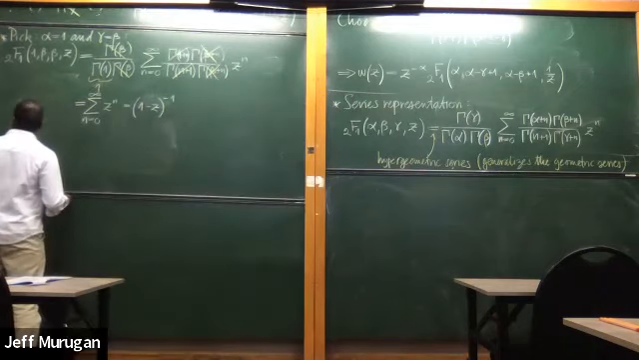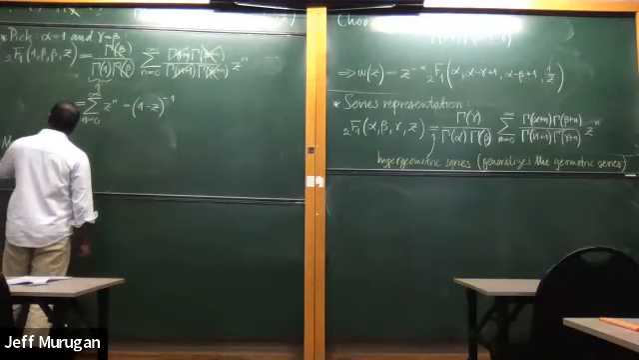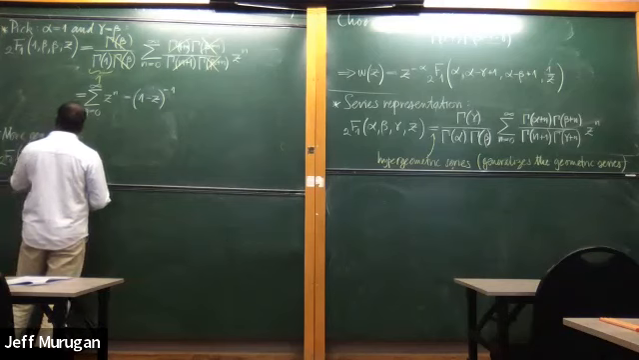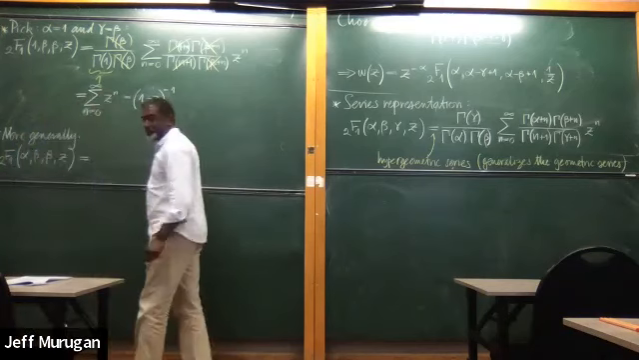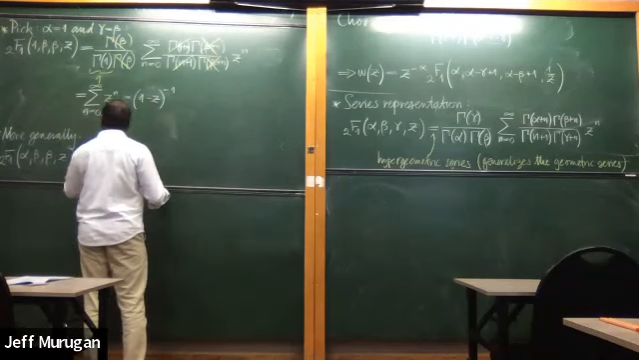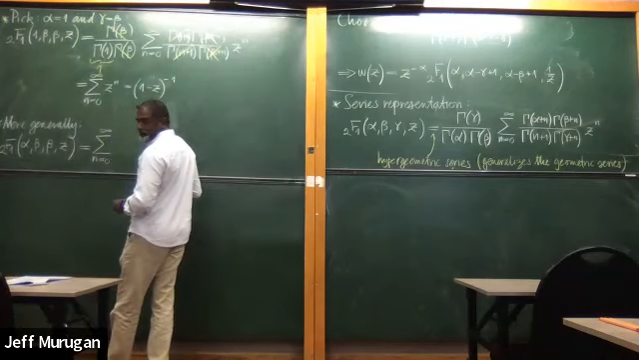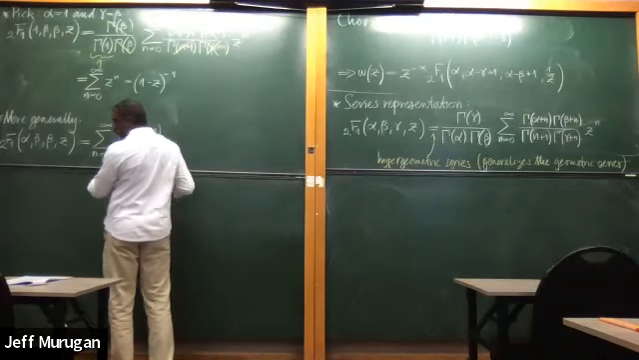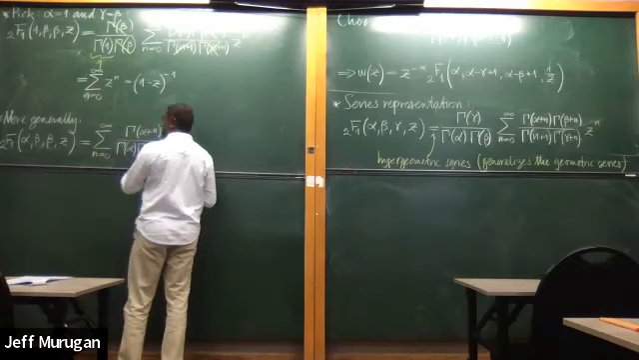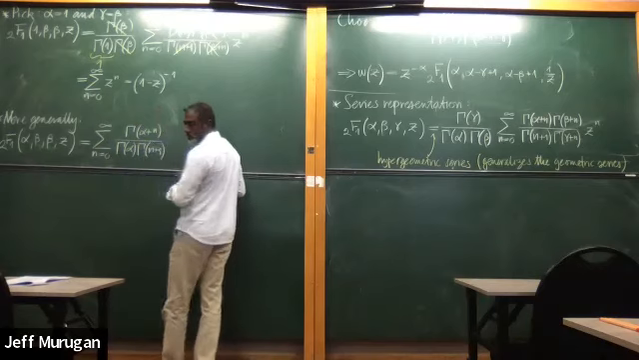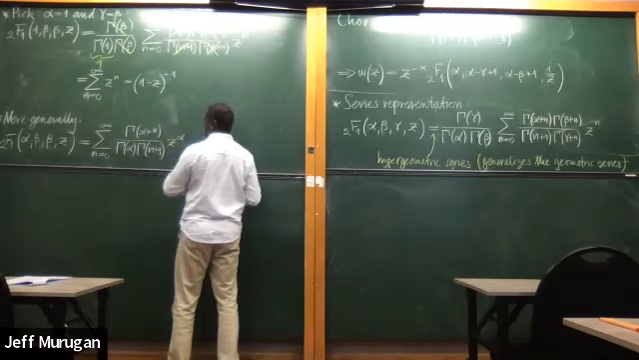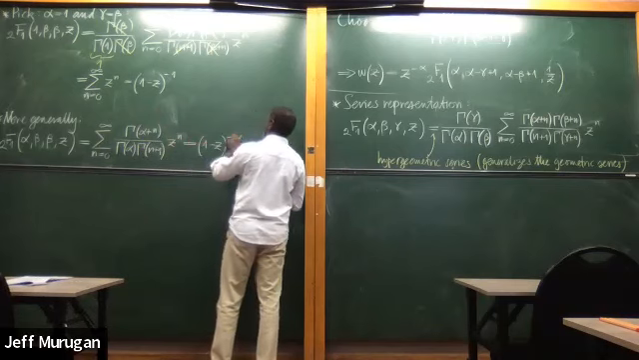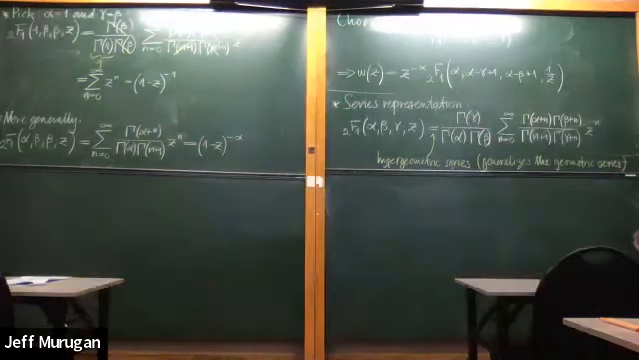In fact, more generally, 2F1 of alpha, beta, z is the sum from n equals 0 to infinity of Gamma(alpha plus n) over Gamma(alpha) Gamma(n plus 1) times z to the n, which is the series expansion of (1 minus z) to the minus alpha, which is where that series expansion that I used earlier comes from.